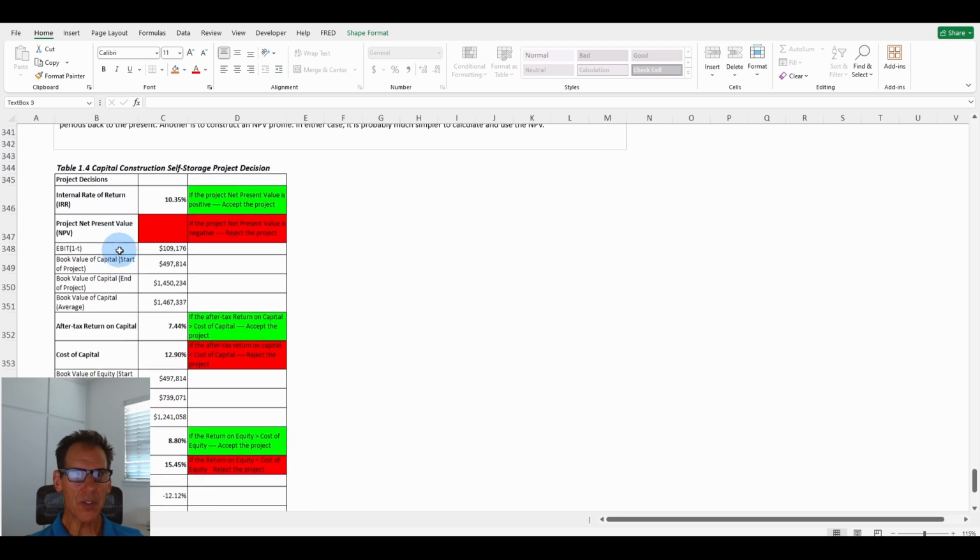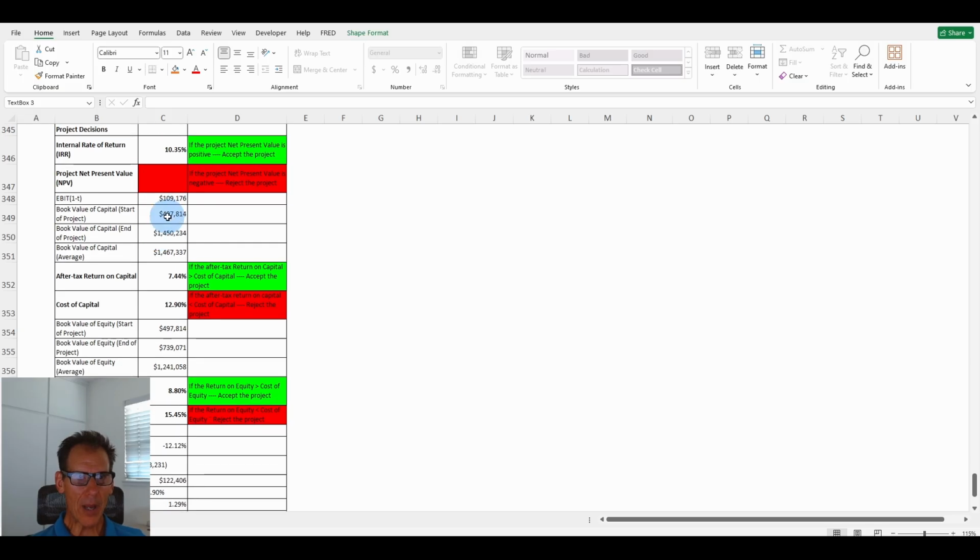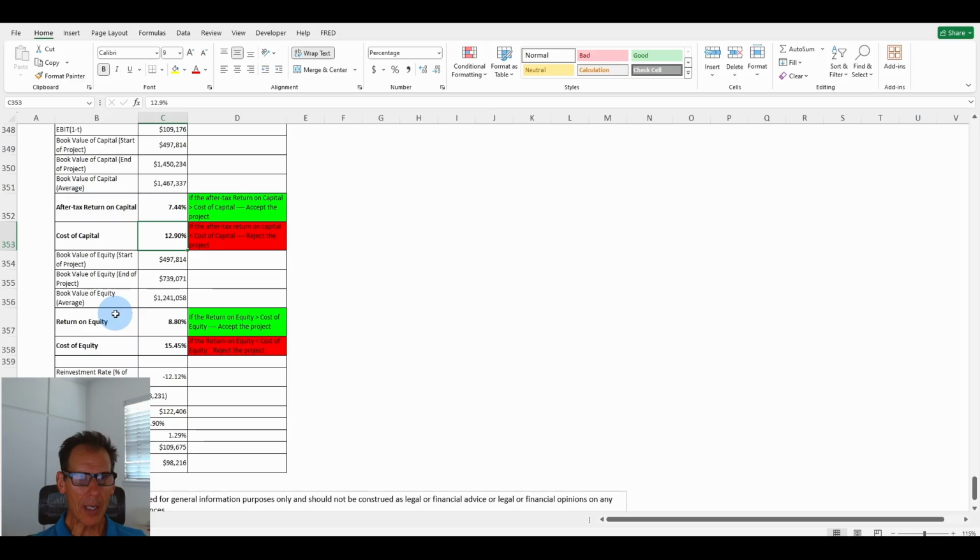Capital construction, self-storage decision, internal rate of return, IRR 10.35. If the project net present value is positive, accept the project. If the project net present value is negative, reject the project. EBIT, book value, capital, after-tax return on capital, 7.44. If the after-tax return on capital is greater than the cost of capital, accept the project. The cost of capital is 12.9%. If the after-tax return on capital is less than the cost of capital, reject the project.